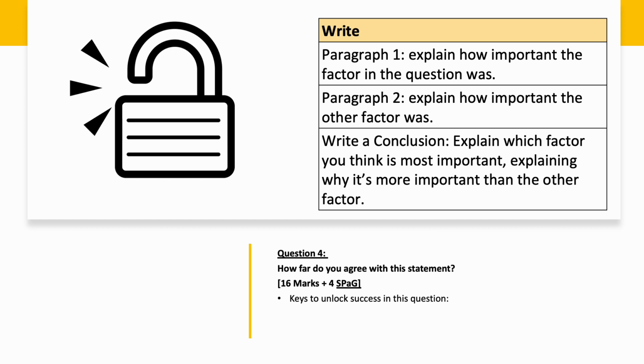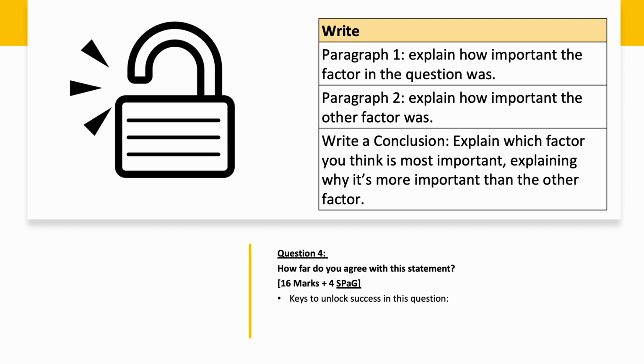Now that we've planned our answer, we need to think about what the answer should look like. How do you actually structure a 16-mark question? It's actually not too bad. It's just 3 paragraphs. For paragraph 1, you're going to explain how important the factor in the question was. The reason why the factor in the question has to be the first paragraph is just in case you're running out of time. You won't get marks if you don't actually mention the factor in the question. So it's really important that we start with that. That way we've covered those bases.